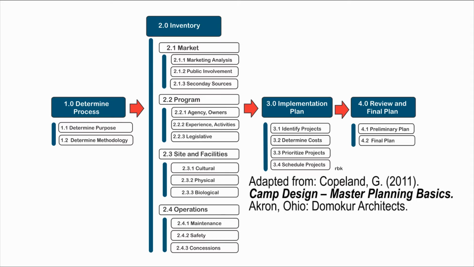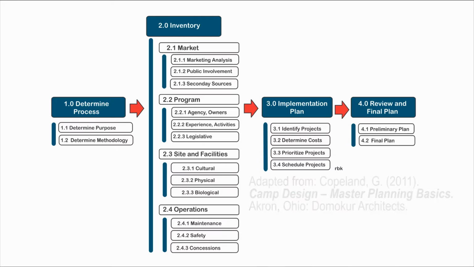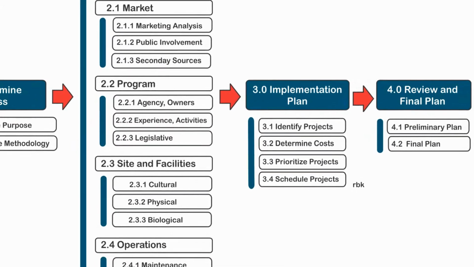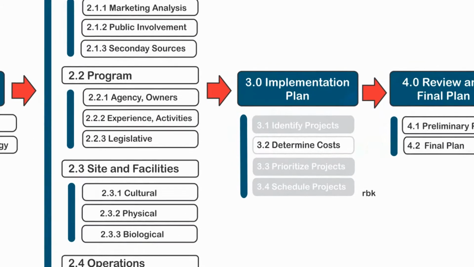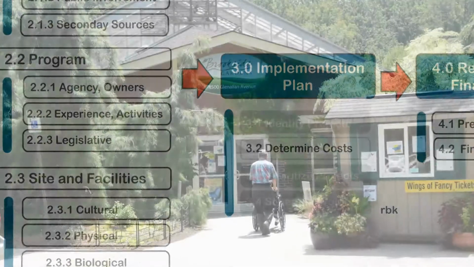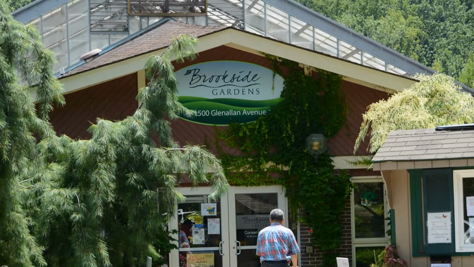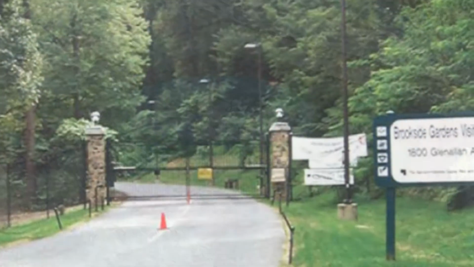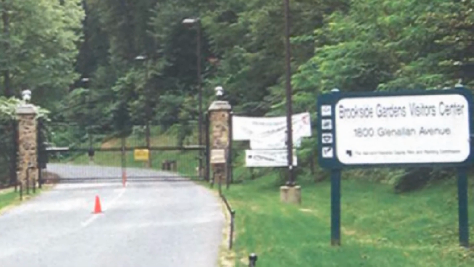The model used is adapted from Copeland's Camp Design Master Planning Basic. Since the purpose of the planning process is on developing an implementation plan, the fifth inventory item of determining costs was moved to the implementation phase. In addition, Brookside Gardens is used as the primary example in the master planning process.